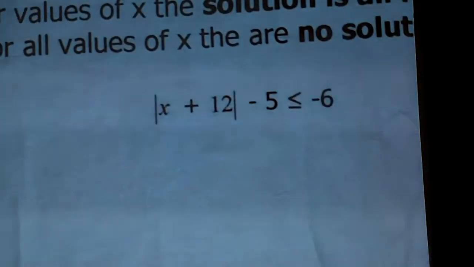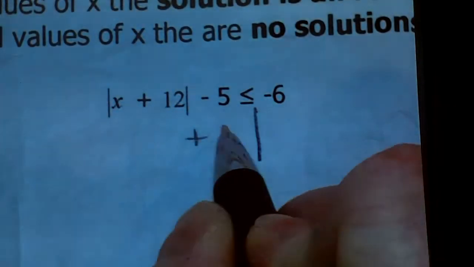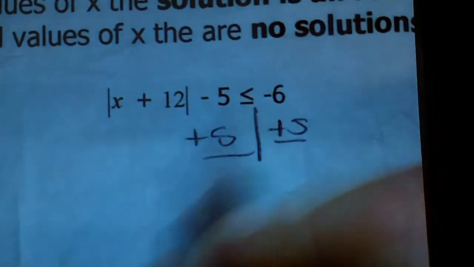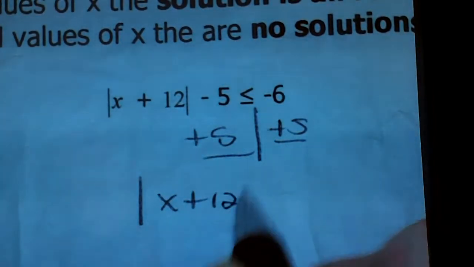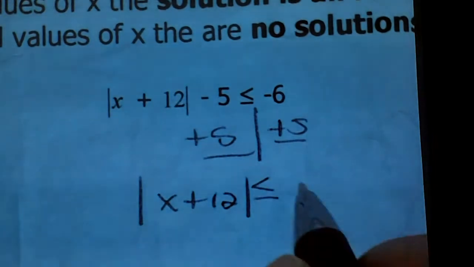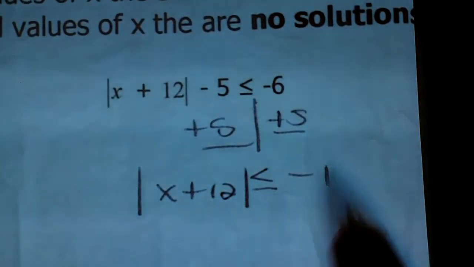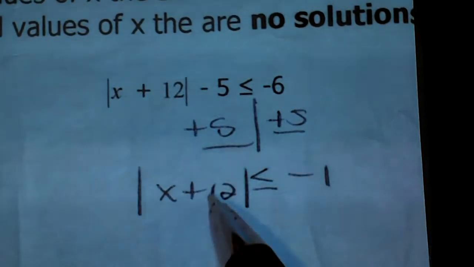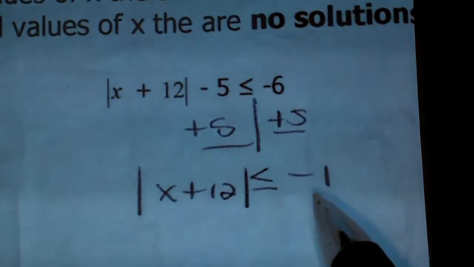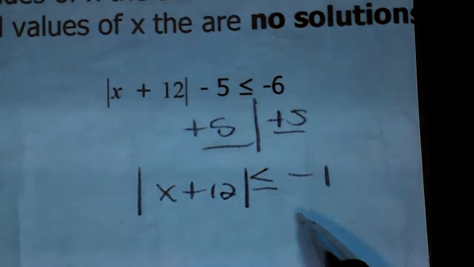I have the absolute value of x plus 12 minus 5 is less than or equal to negative 6. So you'd start off normal, add your 5. You get the absolute value of x plus 12 is less than or equal to negative 1. Now with this one, again, you're going to notice, oh, the absolute value is supposed to be equal to a negative. That can't happen. Let's see if it's true.